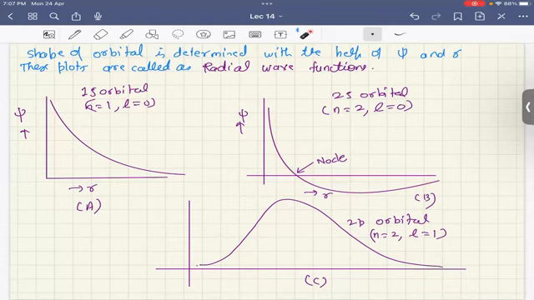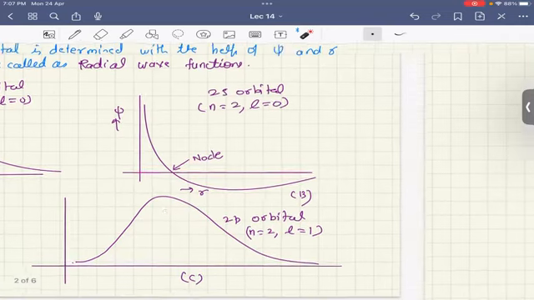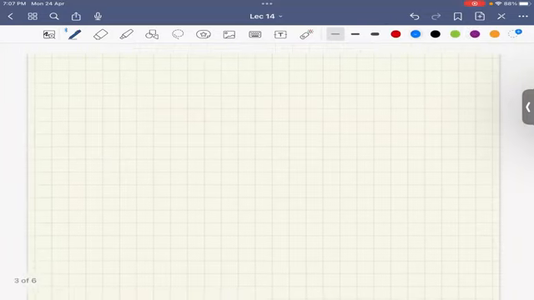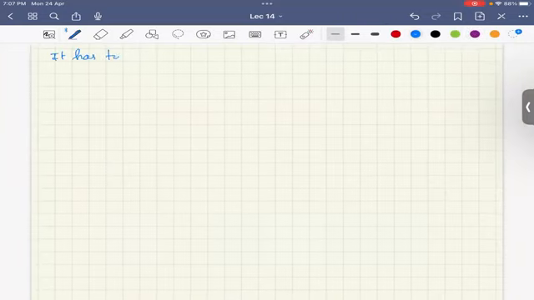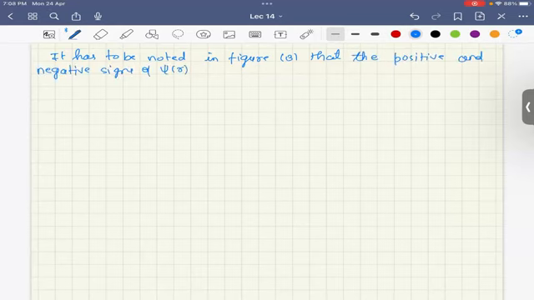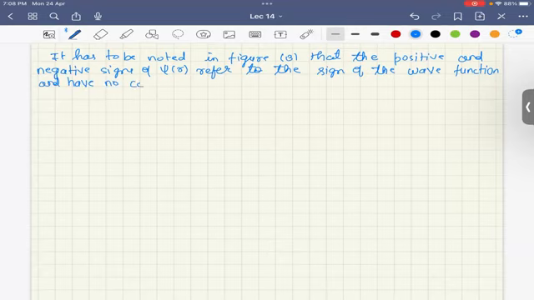Depending upon the distance, it may be noted that the positive and negative signs refer to the signs of the wave function and have no connection to the positive and negative charges. So this point has to be written down. The positive and negative sign of psi of r refer to the sign of the wave function, and have no connection to the positive and negative charges.